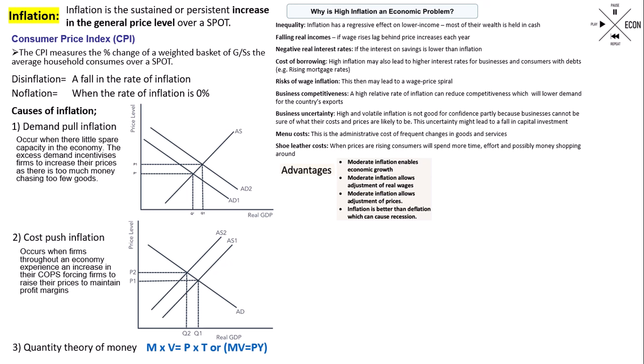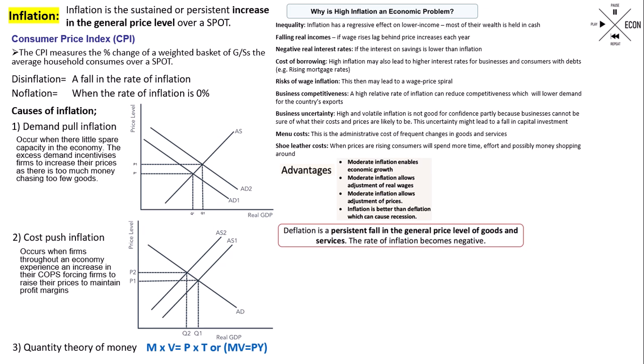Now please try and define deflation. So hopefully you've got that deflation is a persistent fall in the general price level, and that's whenever the rate of inflation turns negative, which we want to avoid. There's 2 types of deflation, so see if you can now identify the 2 types.